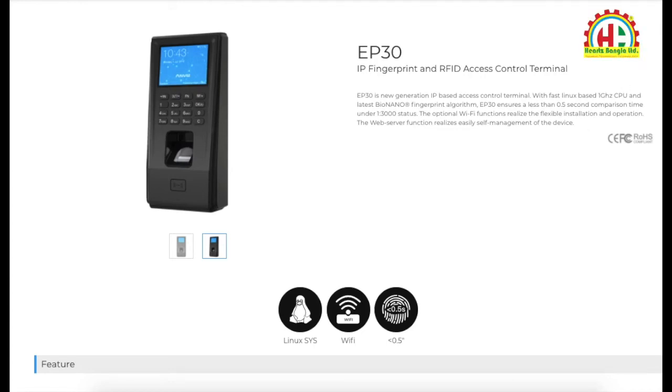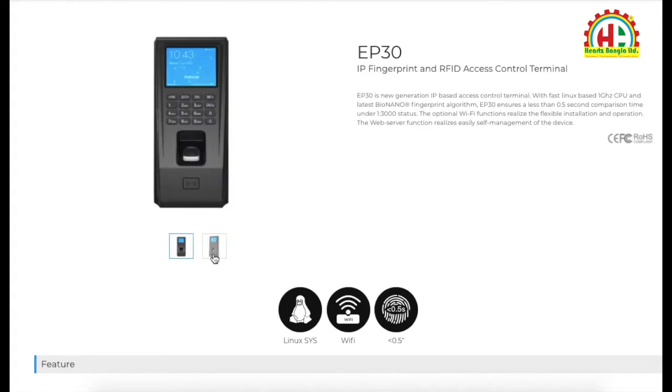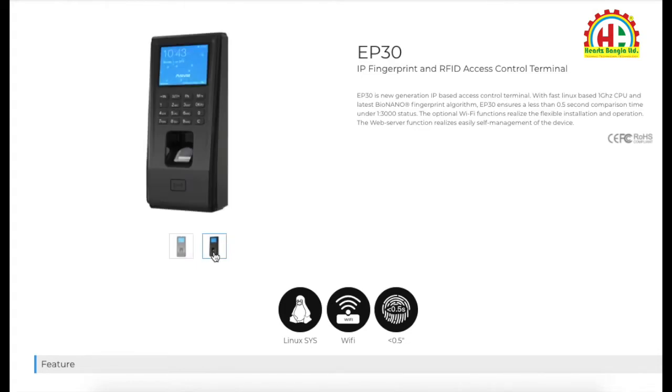Hello viewer, in this video we will discuss the access control device EP30. You can see the photo, it is the Anviz EP30, an IP fingerprint and RFID access control system.